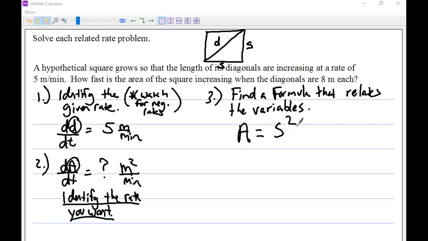You guys good with that? But let me ask you, does this equation connect the area and the diagonal, the two variables I care about? No, it connects the area and the sides. So this is a hard one.